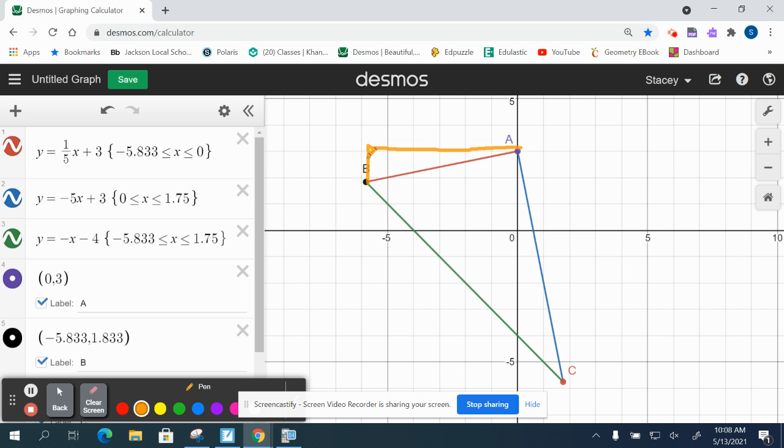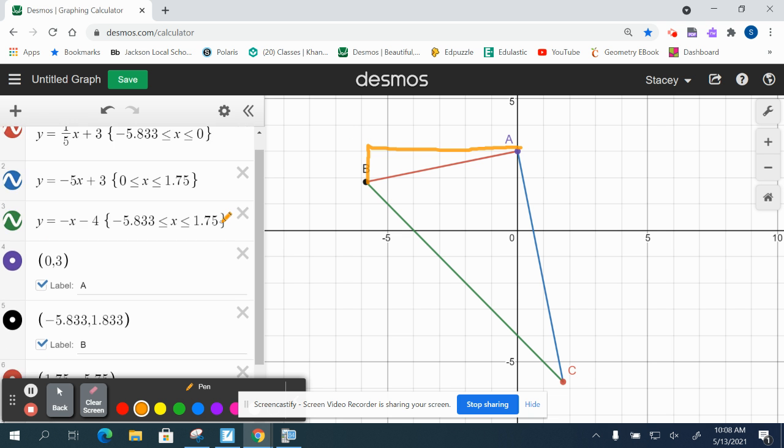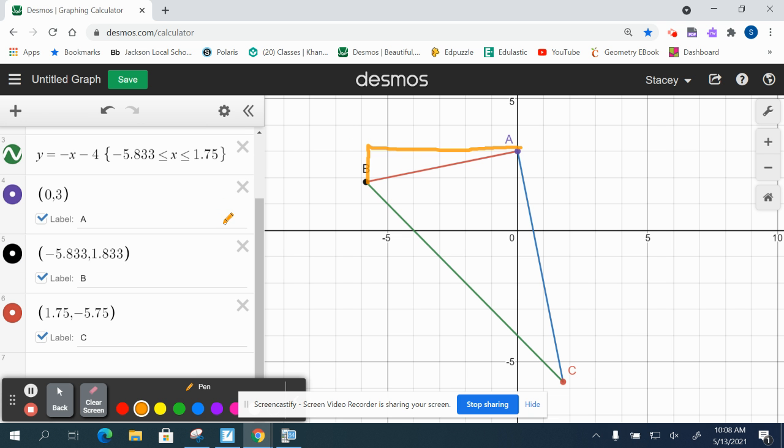I can't just count since these are decimals. So instead, I'm going to subtract. If I can't count, you can subtract. So I'm going to subtract the y value from A minus the y value from B. Always for y, always do the top minus the bottom. And then for the x's, you'll do right minus left. So basically your bigger number minus your smaller number. You don't want to end up with negative numbers. So I'm going to take A minus B for the y.